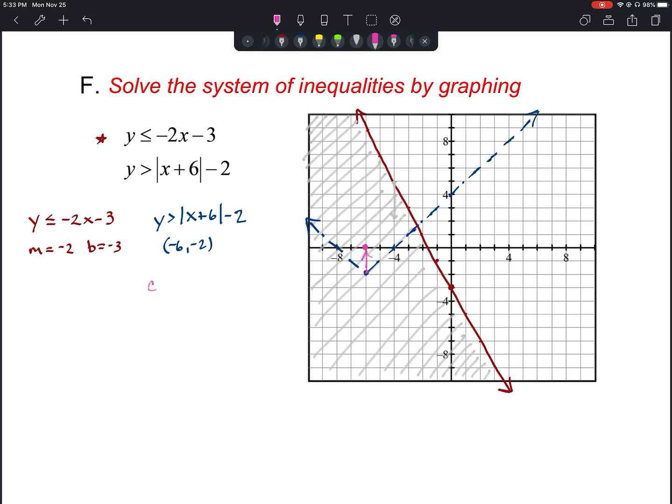If I put in my checkpoint as (-6, 0) on that one, you'll see here that we've got 0 is greater than the absolute value of -6 plus 6, minus 2, which should give us 0 is greater than -2. That is a true statement, which means we can shade everything above the absolute value, or everything inside the V, we could say.